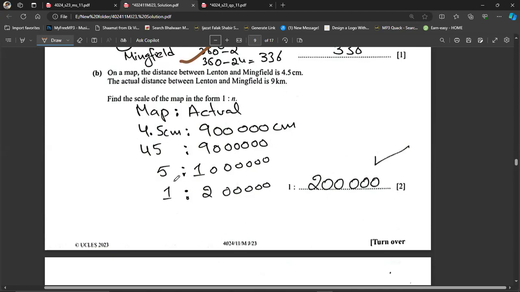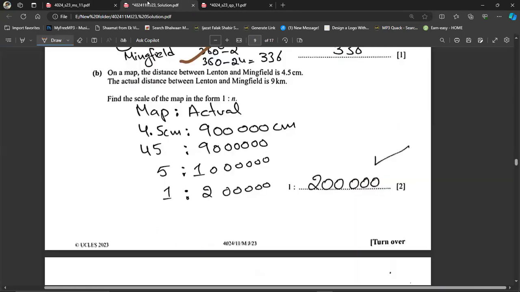So divide by 9 on both sides. So you will have 5:1,000,000. And divide by 5 on both sides. So you will have 1:200,000. So the n value is 200,000. Let's check.